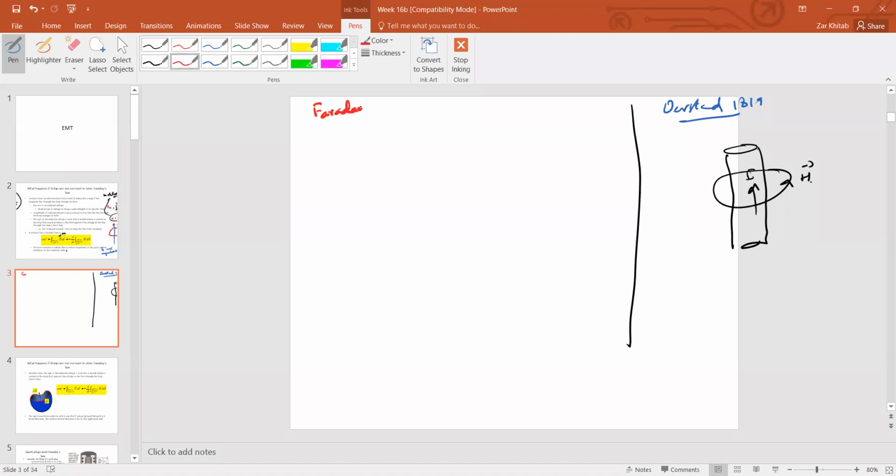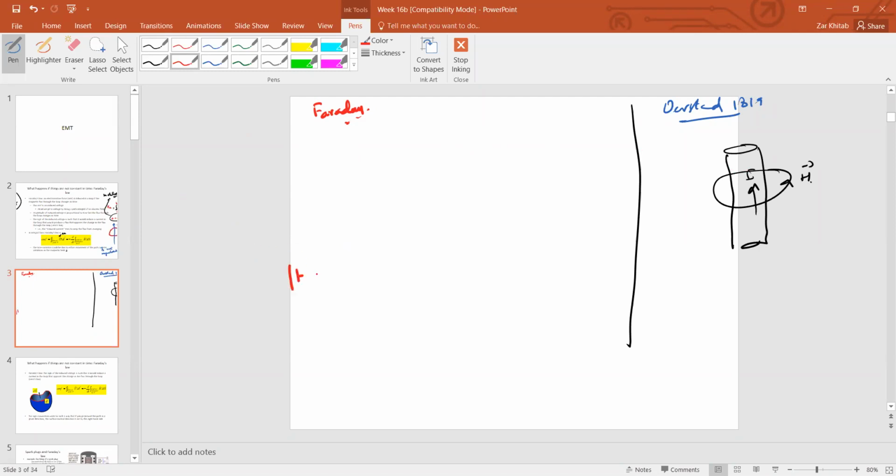Faraday, very soon after the Ørsted discovery, was of the opinion that the reverse of this experiment must also be true. Meaning, if there is a magnetic field, that should produce current I. And for that purpose, Faraday developed an experiment.